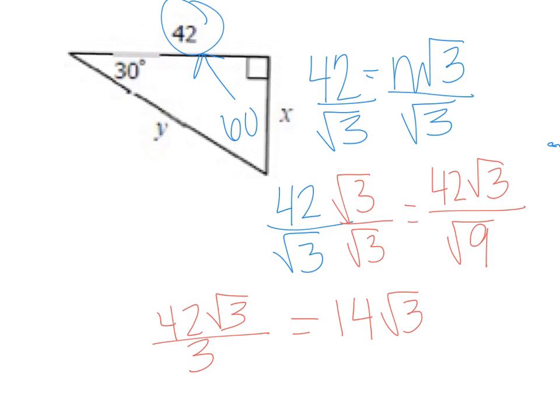In this case, that's going to be the side labeled as x across from the 30 degrees. In order to find the hypotenuse, I double that. So double 14 gives us 28. Bring down your square root of 3, and that's equal to your y variable.